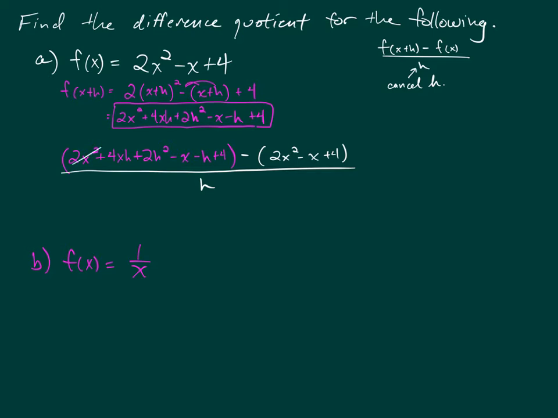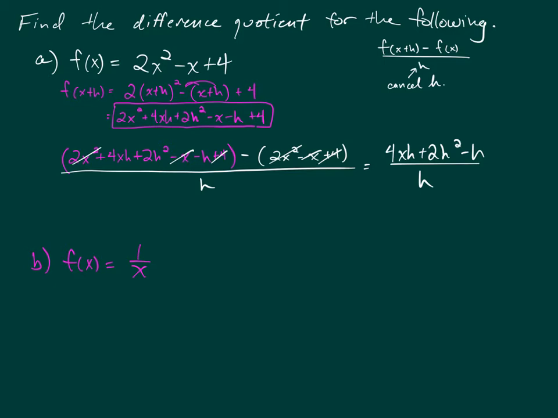So 2x squared minus 2x squared. If you subtract something from itself, it cancels out, you get 0, reduces away. You have, let's see here, minus x, negative x, minus another negative x, subtracting something from itself. So long, and the same thing with the positive 4. That leaves you with what left over in the numerator: 4xh plus 2h squared minus h, all in the numerator. All of that will be over h.